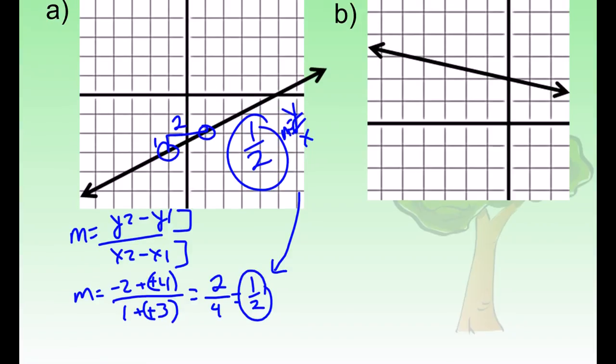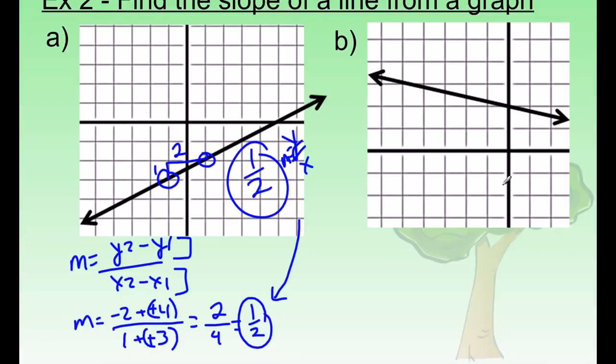All right. So for the second problem here, I'm going to do the easy way first, and then I'm going to do the formula way second. So the easy way is I'm going to find 2 points. I see one here and one here. In fact, those are the only 2 I see.